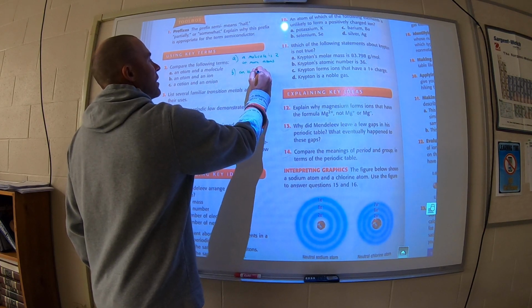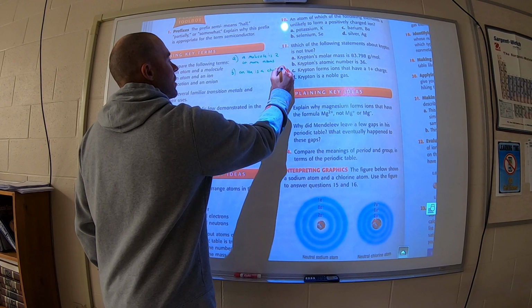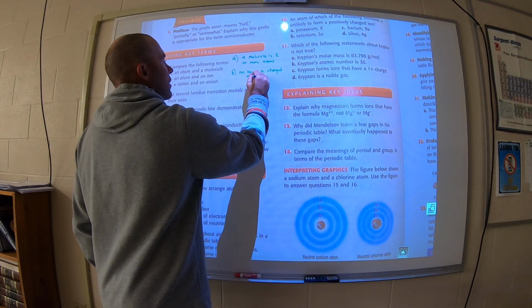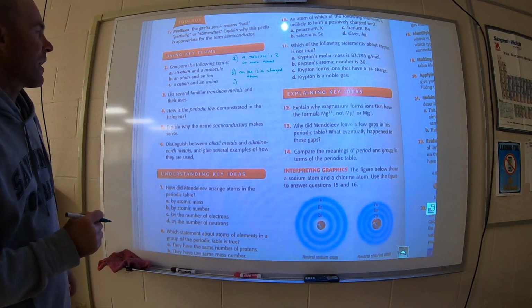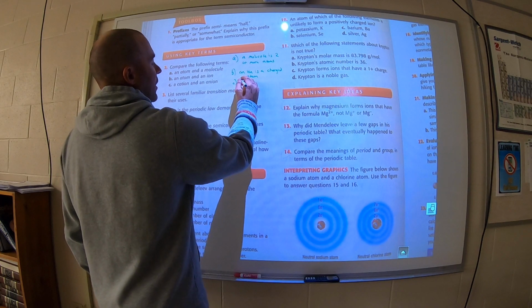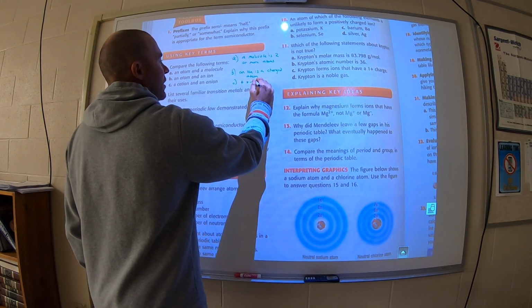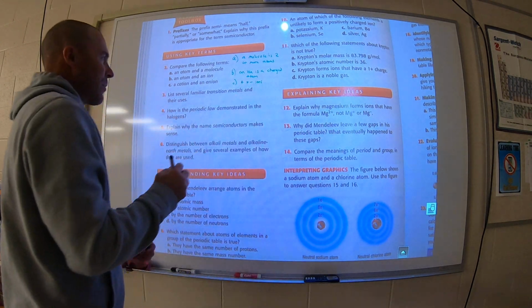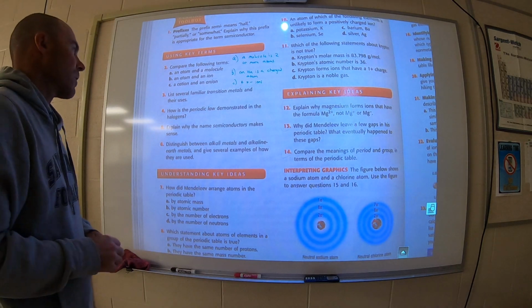An ion is a charged atom. Then letter C, a cation and an anion. I'm just going to say positive and negative ions. I'm not really going to get into cations and anions. We really have just mentioned them. I won't test you on them.